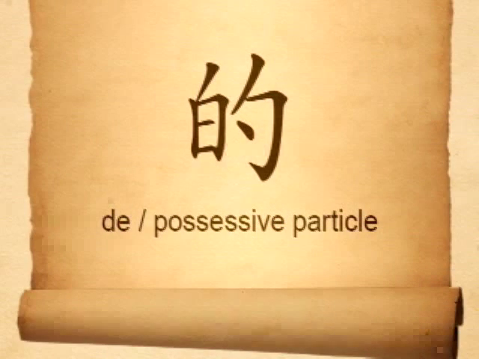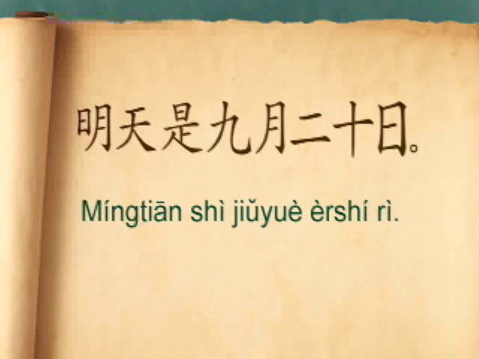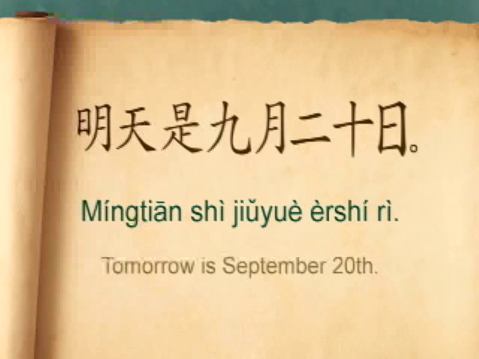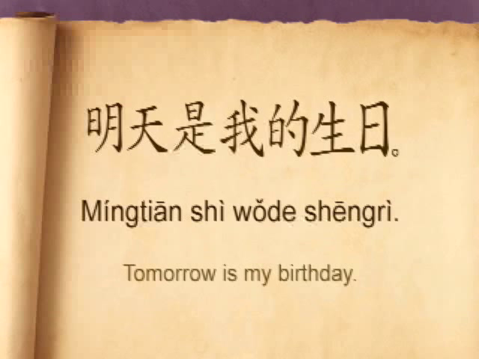In Chapter 3, our sentences and dialogues were concerned with calendar dates and numbers from 0 to 100. In Lesson 9, you learn to count to 31. You also learn the words for month, day or date, and birthday. You discover the word 的 that makes pronouns and nouns possessive. You learn 3 new sentences. Say them with me. 明天是9月20日. Tomorrow is September 20th. 明天是我的生日. Tomorrow is my birthday.